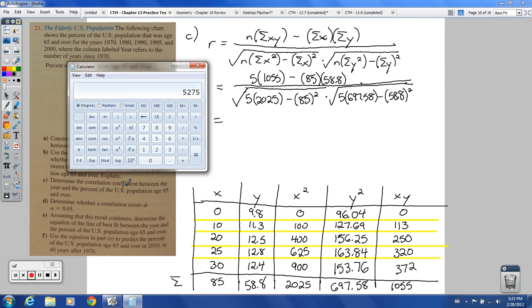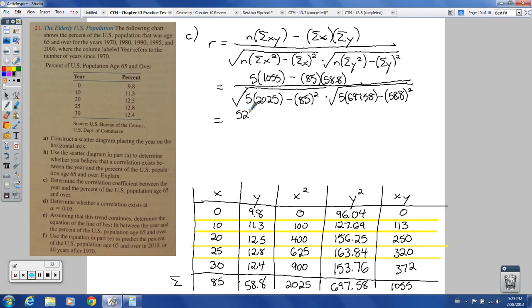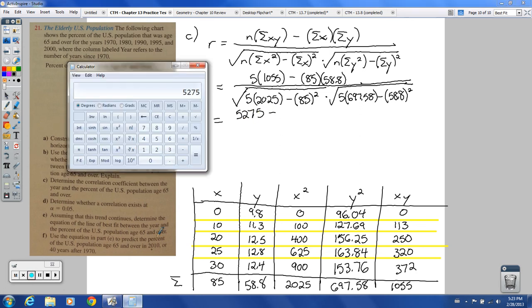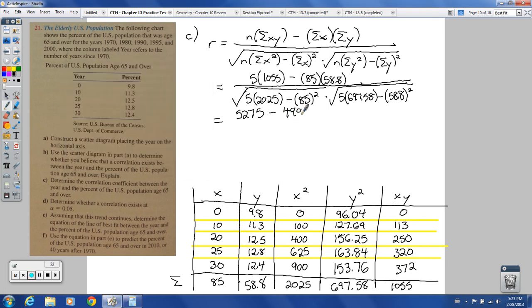5 times 1055. I'm going to do this piecewise. I've got 5275 minus 85 times 58.8. If you want to type this in all at once, you got to be really careful that you got your order of operations right. Parentheses in the correct places. Don't forget, there are invisible parentheses here, like it is down here. Everything in the square root is as well. If you don't include those parentheses and you try to type it in all at once, it's going to be an incorrect answer. So you got to be really careful if you're going to do that. So this is 4998.